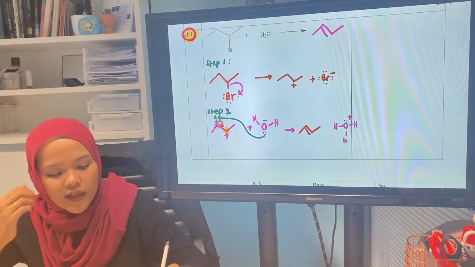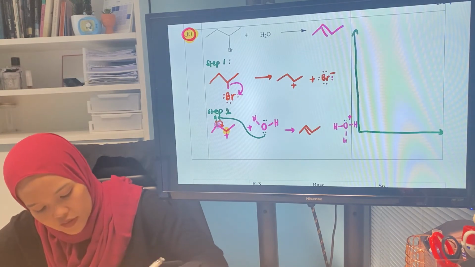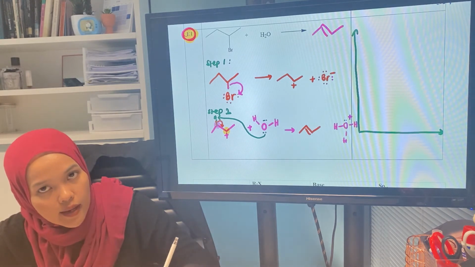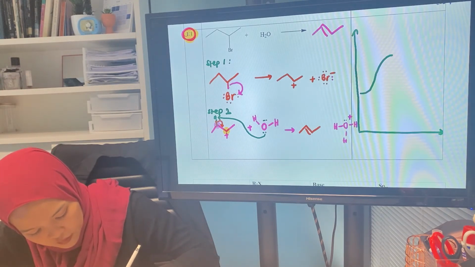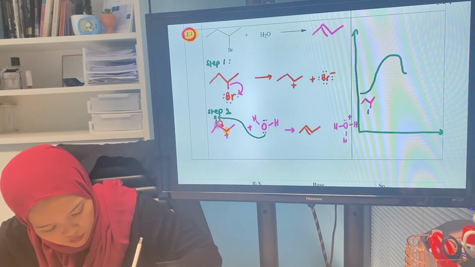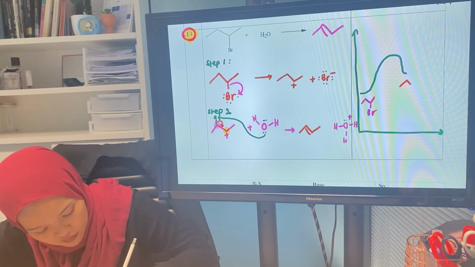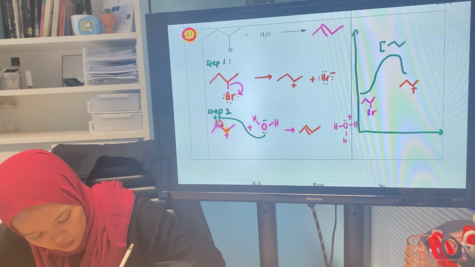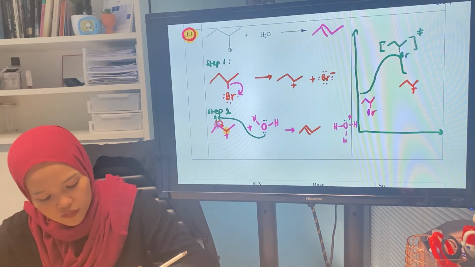Now let us look at how to draw the energy diagram. The energy diagram is going to look like this, because this is a 2-step reaction, correct? The first step is this one. You just need to draw your reactant Br. Here it is going to be positive. Why? Because during the transition state, there is a bond about to break between the carbon and Br. So this is your transition state.